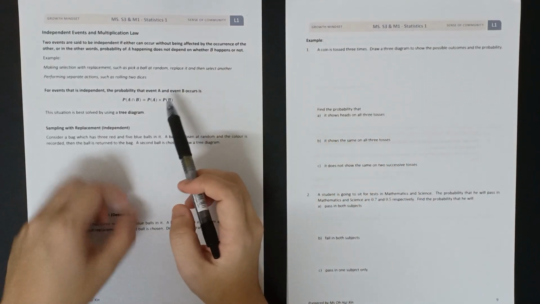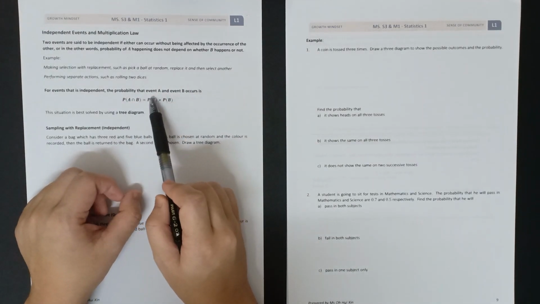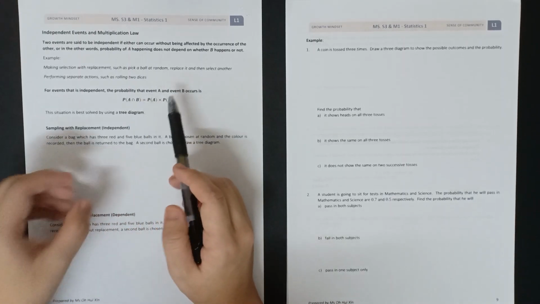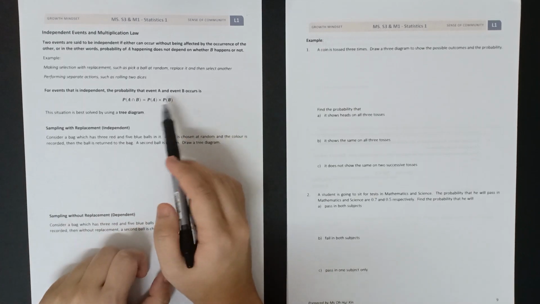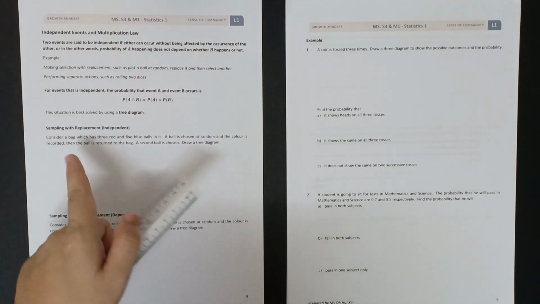The method for us to find the probability that independent events A and B both occur, that is the probability of A intersect B, is basically using multiplication. We will look at these 2 examples, and then I will show you what is meant by an independent event. I think you already learned how to draw a tree diagram in IG also, so we will do a very simple example first, then move on to the question. Number 1 is sampling with replacement.